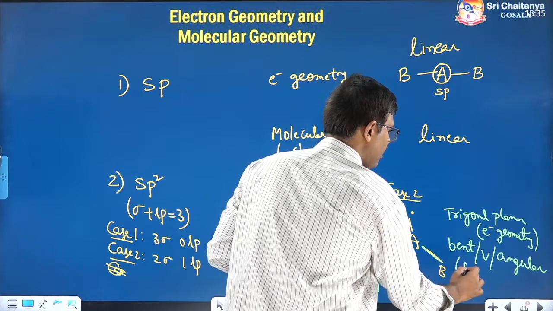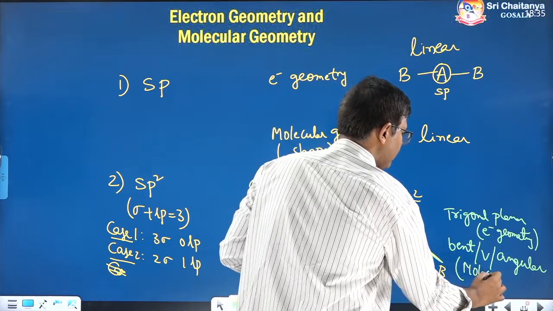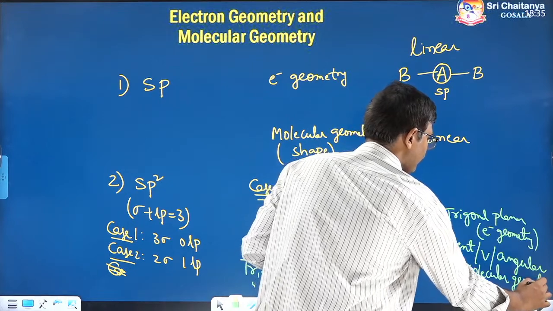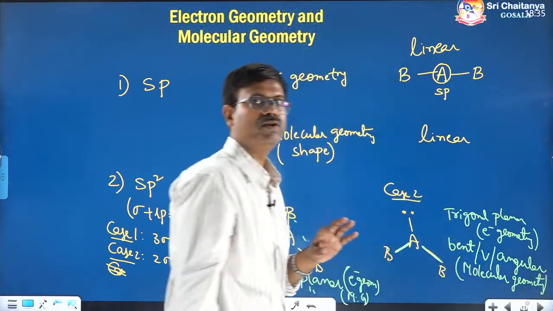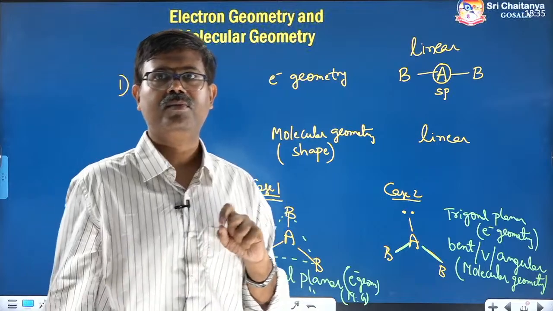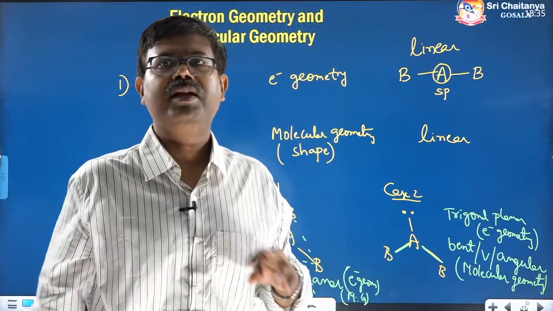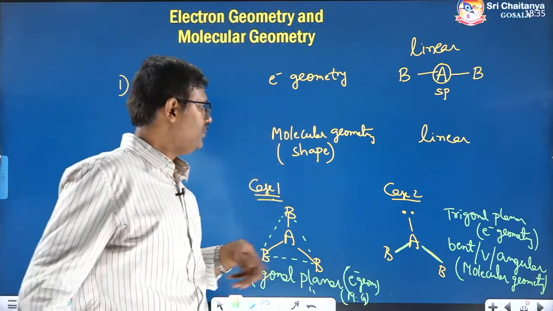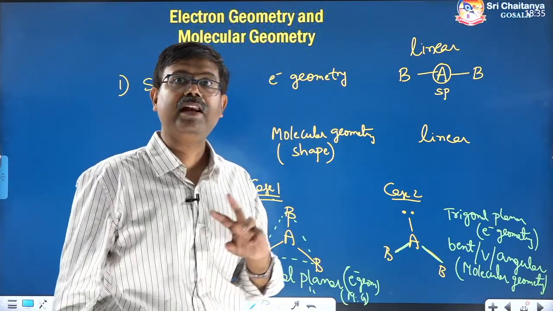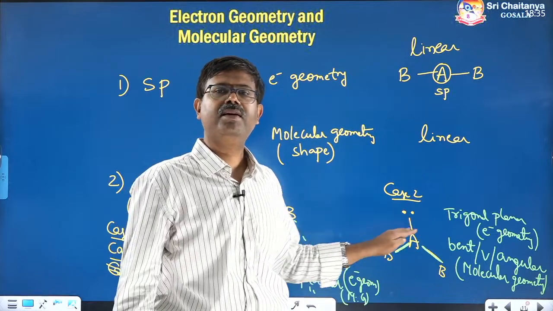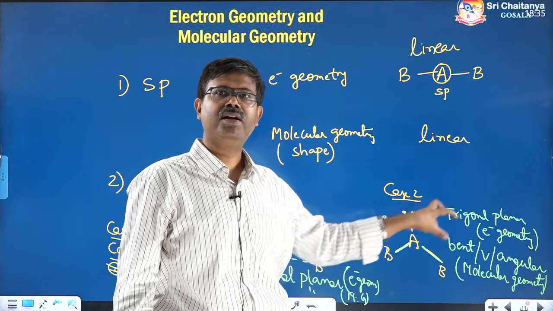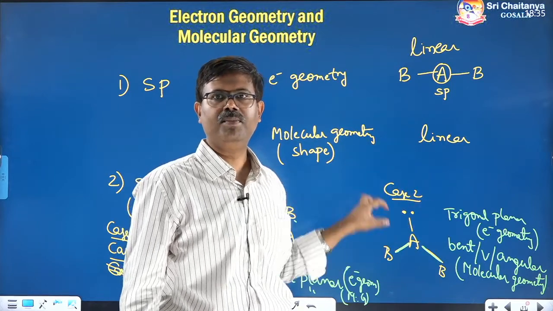Now this is called molecular geometry or molecular shape. Mostly they will ask questions on shape or molecular geometry. Rarely you will get a question on electron geometry. So molecular geometry is bent or V or angular. Electron geometry means don't just take the bonds, you have to take the lone pairs also into your picture and see what shape is coming.